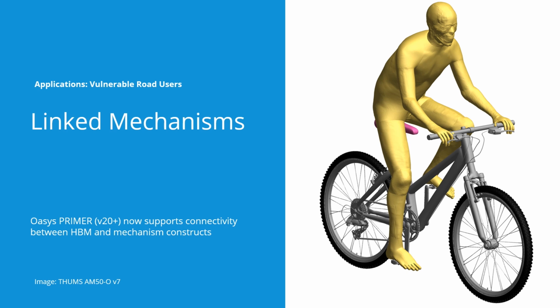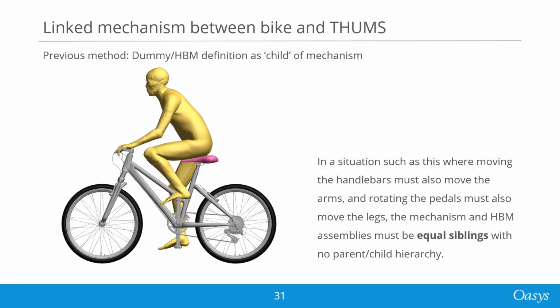I now want to say a few words about linked mechanisms, which is new to Oasys Primer from version 20. Historically in Primer, mechanisms and human body model definitions have been allowed to work together, but in a rather restricted way. The one-way parent-child relationship was not suitable when considering more complex connectivity between a human body model and mechanism constructs in Primer. To explain this better, let's come back to the thumbs on a bike example.